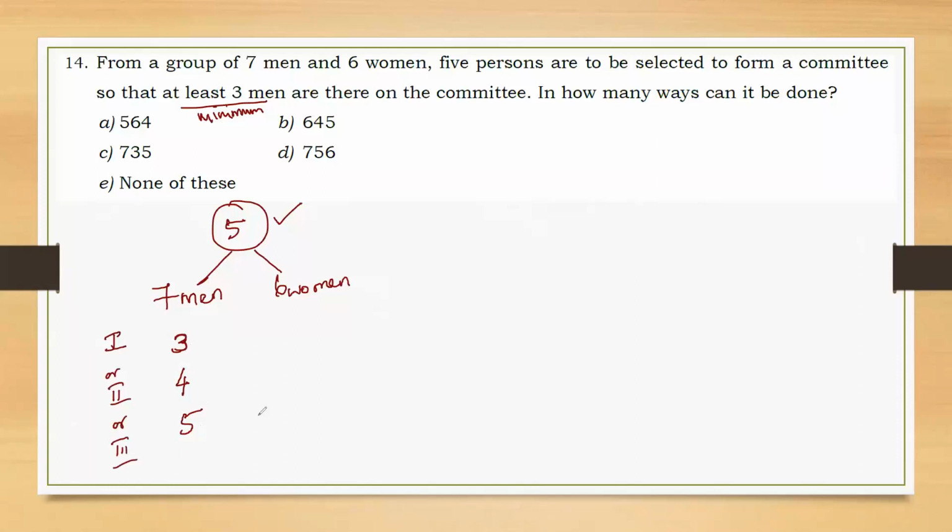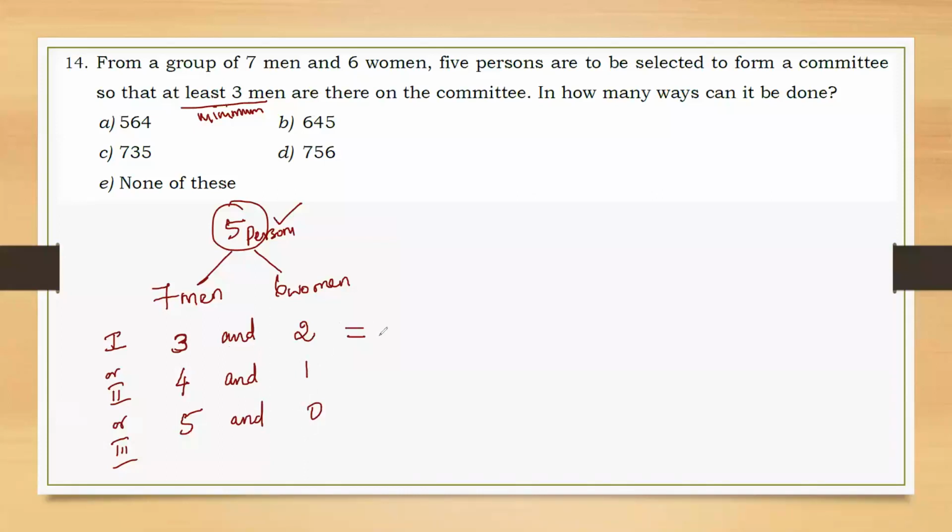Is it clear? So we need to select 5 persons. Out of 5, 3 are men, so the remaining 2 will be women. So 3 and 2 combined, you will get 5, right? Similarly, 4 men and 1 woman, 5 men and 0 women. So these are the 3 cases.